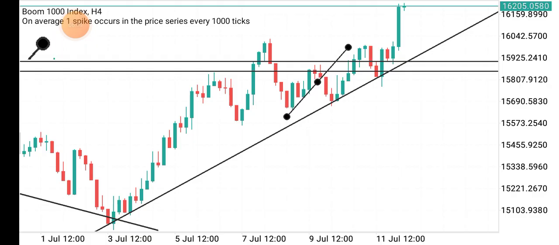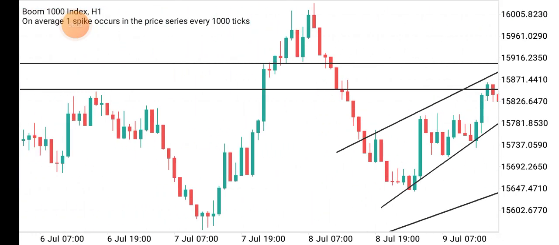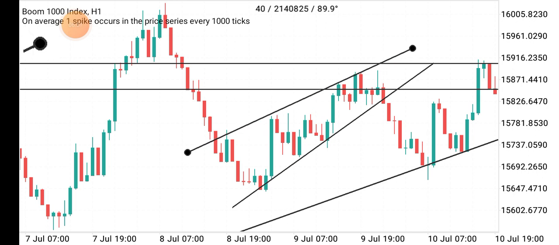And this is a 4 hourly time frame. I will go down to a lower time frame so that you see that clearly. All right, let me just put this one. Okay, then if I go down to the 1 hourly time frame, you will see it clearly, guys. I hope you can see this. It's not rocket science, it's very simple.